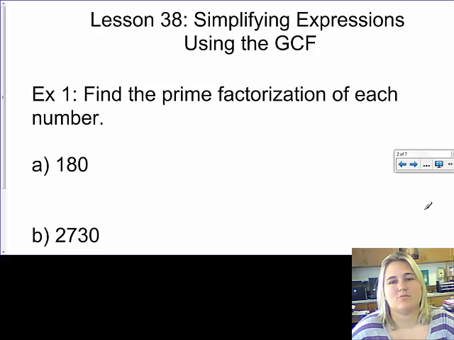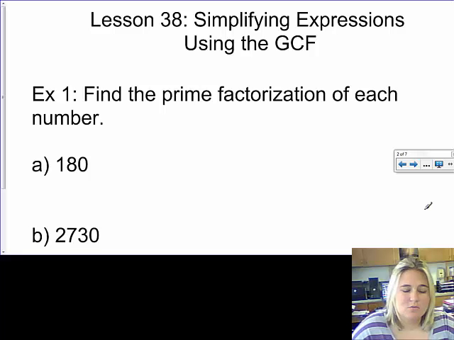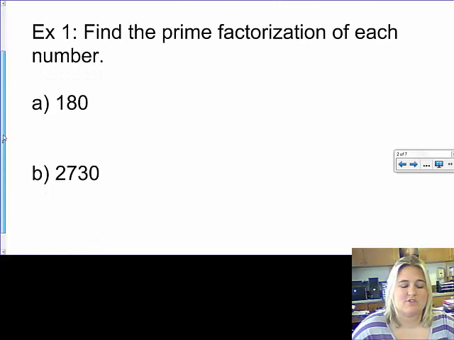Lesson 38, Simplifying Expressions Using GCF. GCF, I hope that you all remember, is greatest common factor. So, for example 1, all it's wanting us to do is to find the prime factorization of each number.